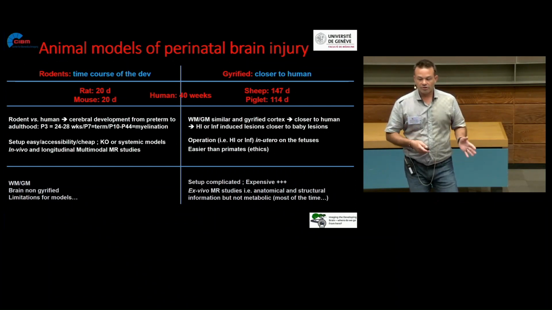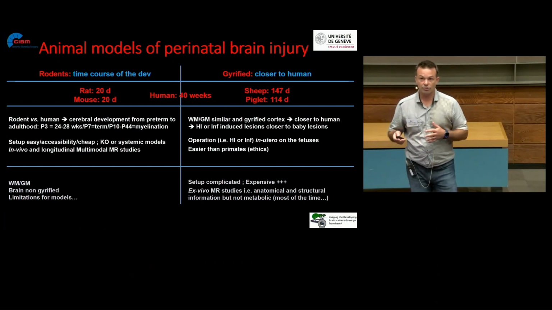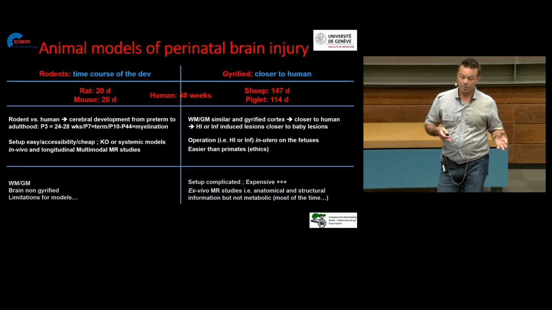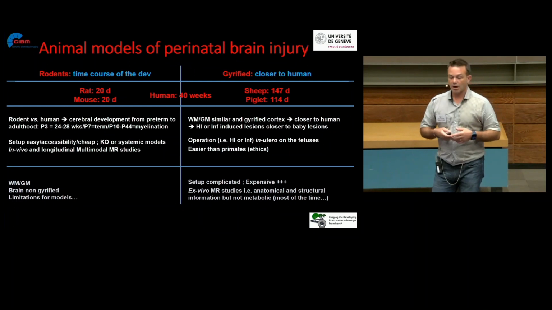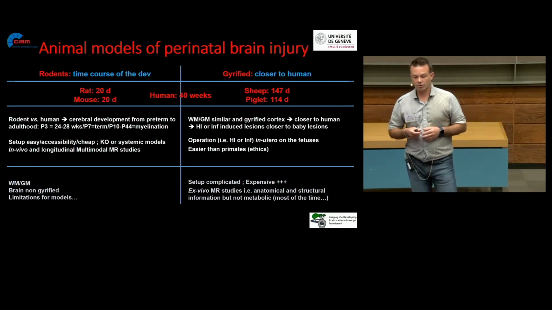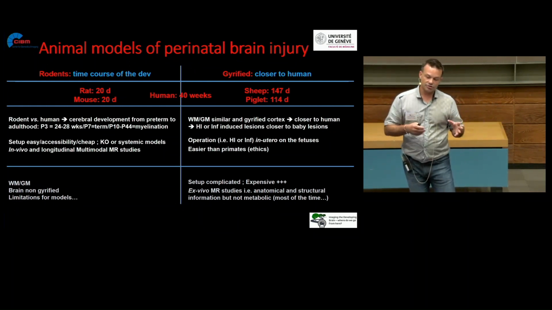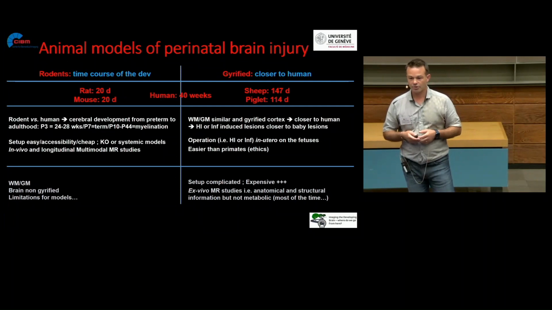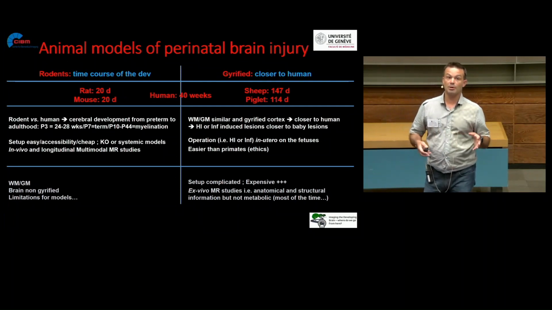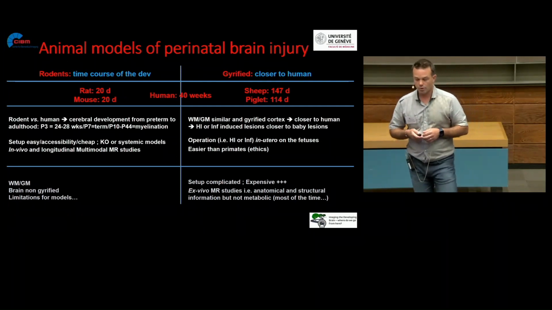And if you want something closer to human, you need to go to the gyrified brain, so sheep or piglet. Gestation is a bit longer, but you have a similar white matter gray matter ratio and a gyrified cortex, so you are closer to the human brain, and the lesion, HI or inflammatory induced lesion, will also be closer to what we see clinically in baby lesions.